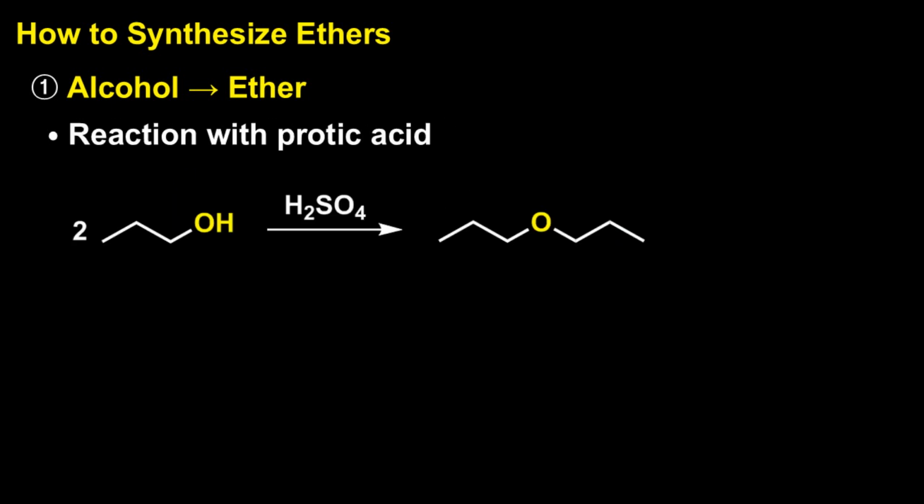Here's another way to make ethers. This time it uses two alcohol molecules and an acid catalyst. We call it the acid-catalyzed dehydration of alcohols. In this example, we're starting with n-propanol. When we add strong acid, like concentrated sulfuric acid, and apply heat, two n-propanol molecules react with each other. One acts as a nucleophile, and the other gets protonated and turns into a better leaving group. In the end, we get dipropyl ether, and water is formed as a byproduct.